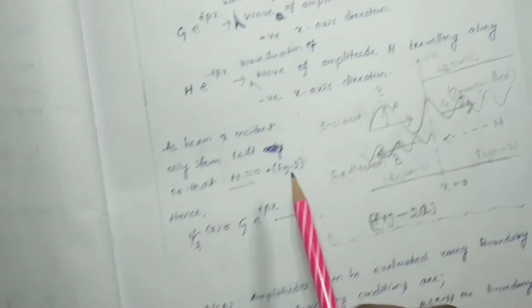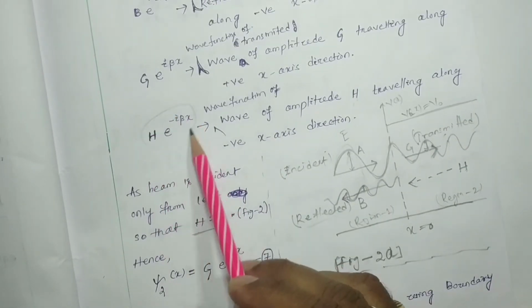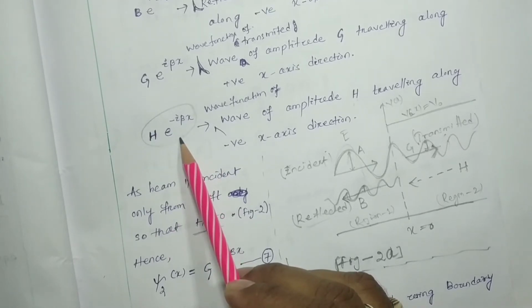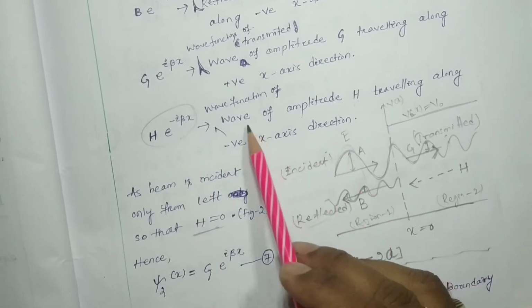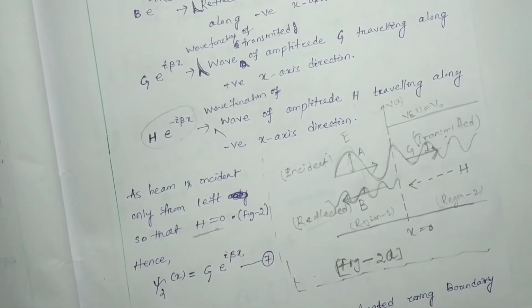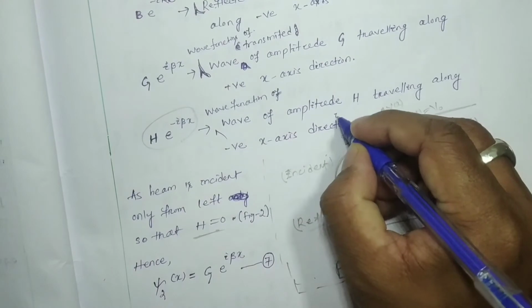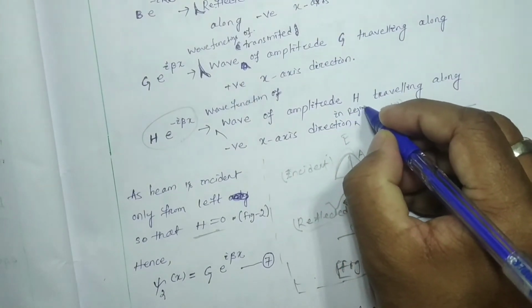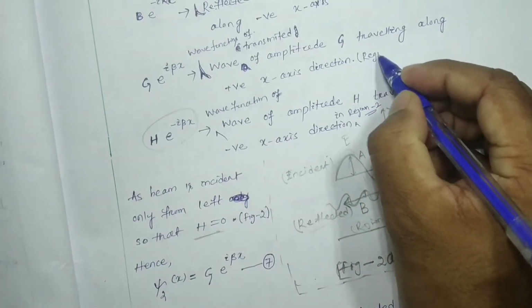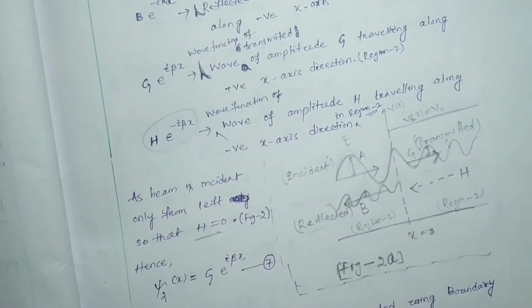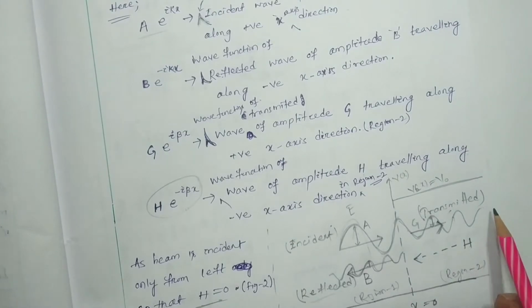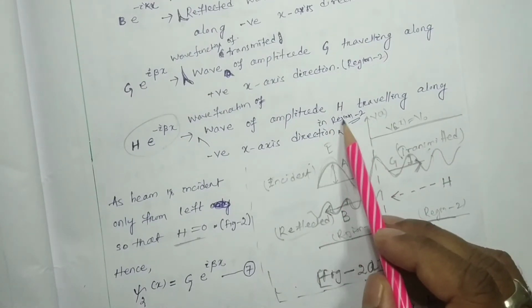H equal to 0. This expression represents the wave function of amplitude H traveling along negative x-axis direction in region 2. Just write in region 2. Okay, in region 2. Here you just write region 2. It is not required here, because we wrote transmitted, which itself means it is in that region. Only you have to add that it is in region 2.